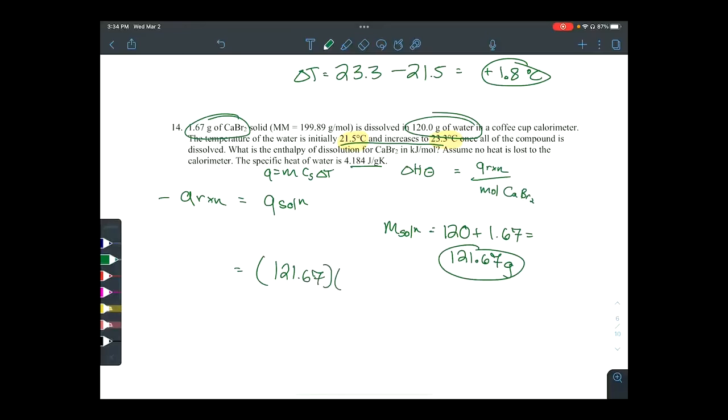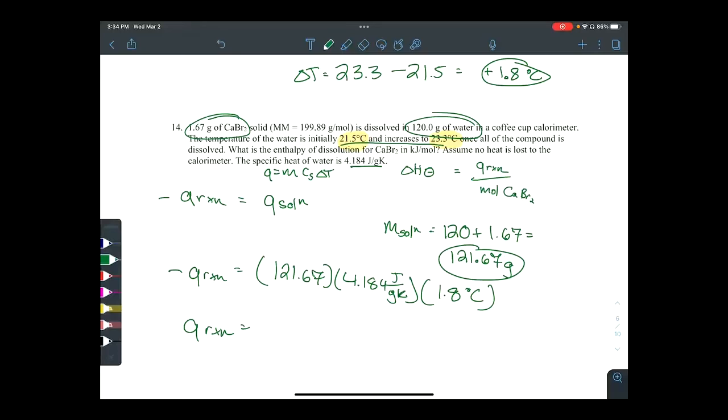121.67 times specific heat, so 4.184 joules per gram Kelvin, or Celsius. It's the same exact number. And then times 1.8 degrees Celsius equals negative Q reaction. That negative sign has to be there. First law of thermodynamics, because once you do the math, you get that Q reaction is a negative number, and we need that because delta H is a negative number.